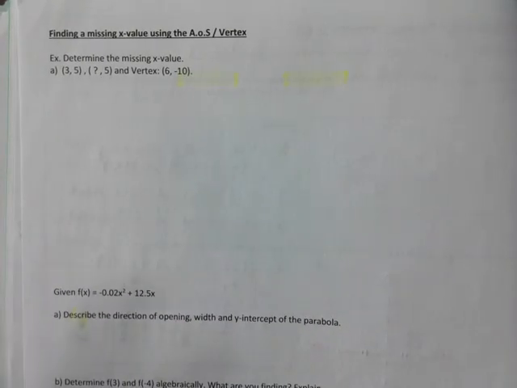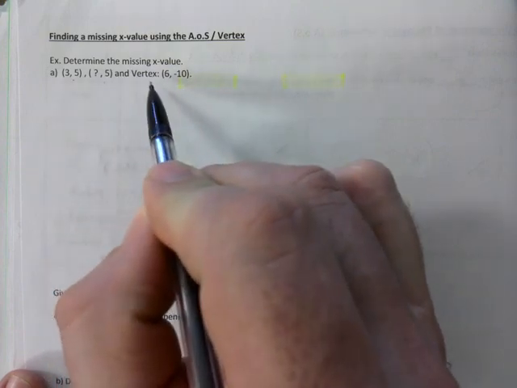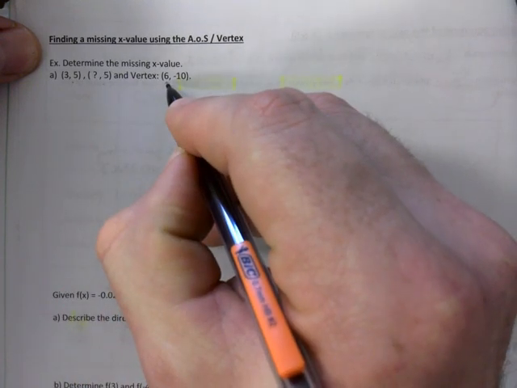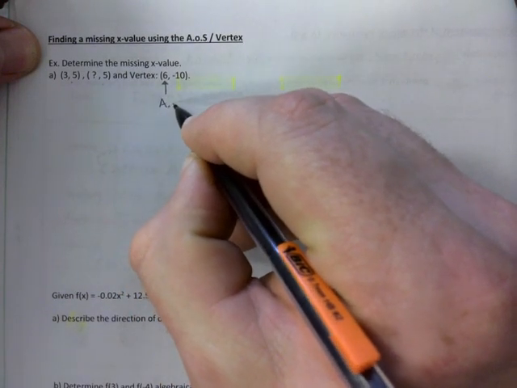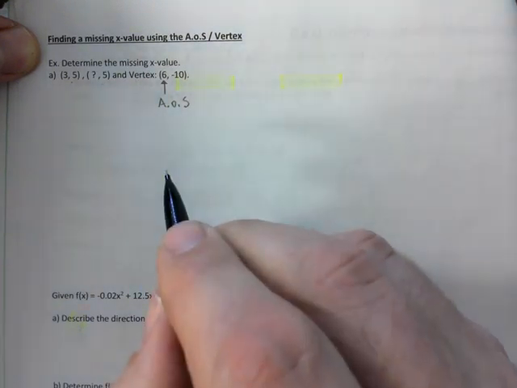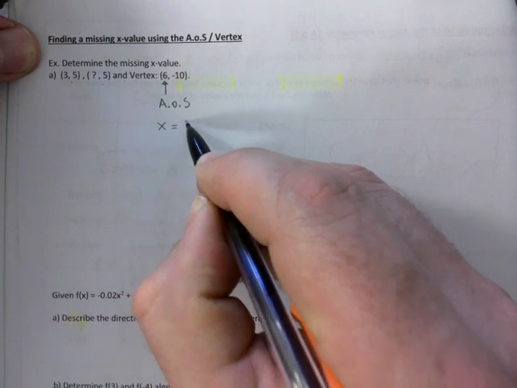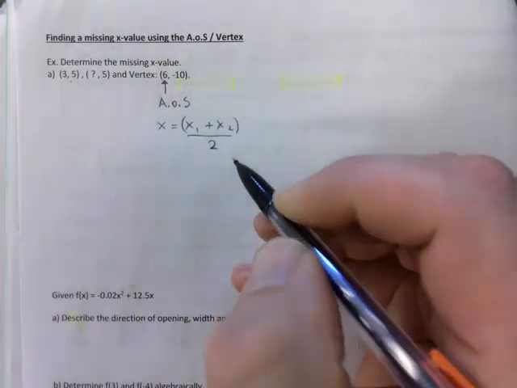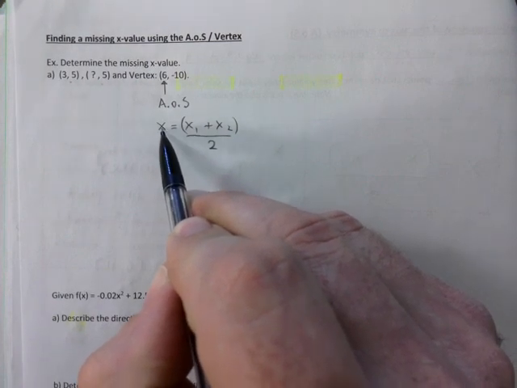Determine the missing x value. So you're like, okay, there's 3 points. How is this important, right? Well, what do we call the x value of the vertex? That's also our axis of symmetry. So we know that in this particular case, the formula, right, is x1 plus x2 divided by 2. We know that this is 6. This one right here is 6.